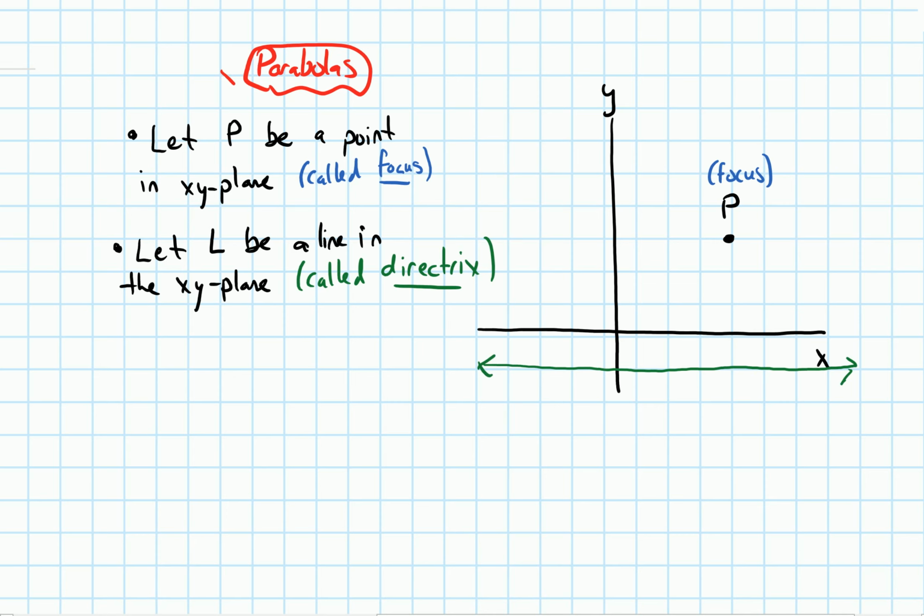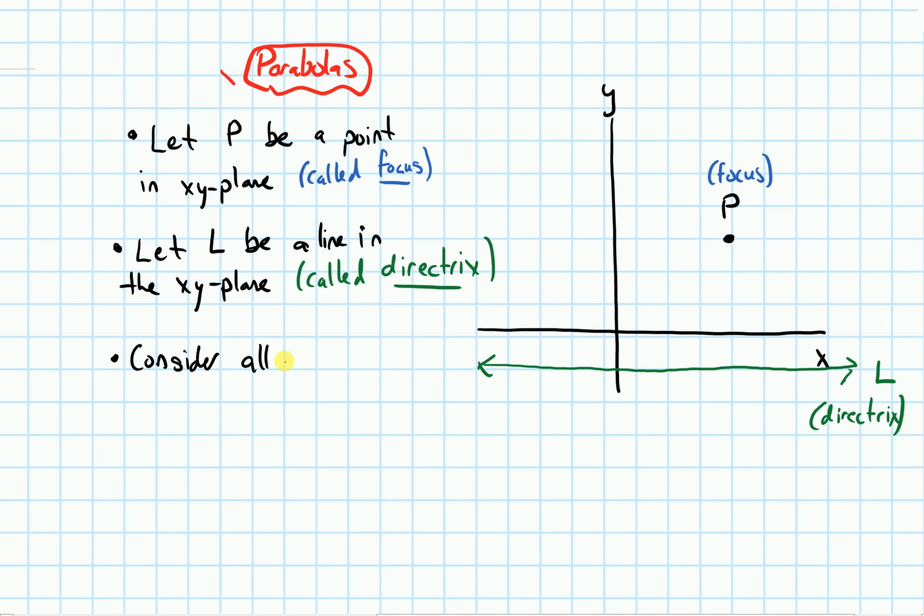If my line looked different, if it wasn't parallel to the x-axis, the graph that I'll eventually end up drawing will look a little bit different. It'll be angled differently, but it'll have the same overall shape. Okay, so this is L, and that's my directrix.